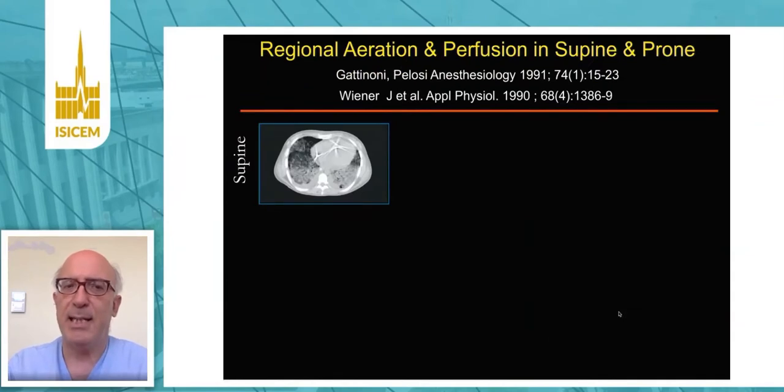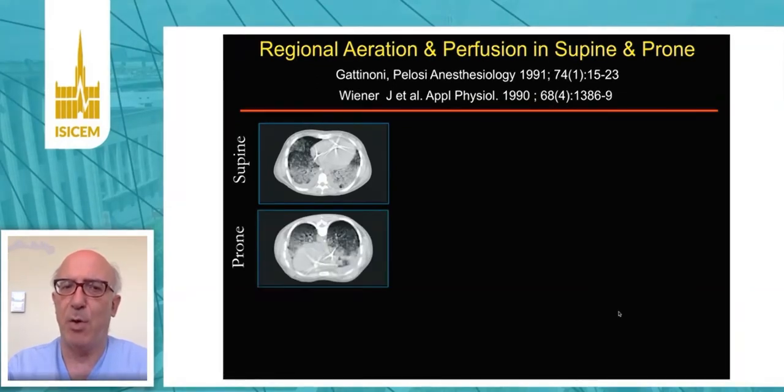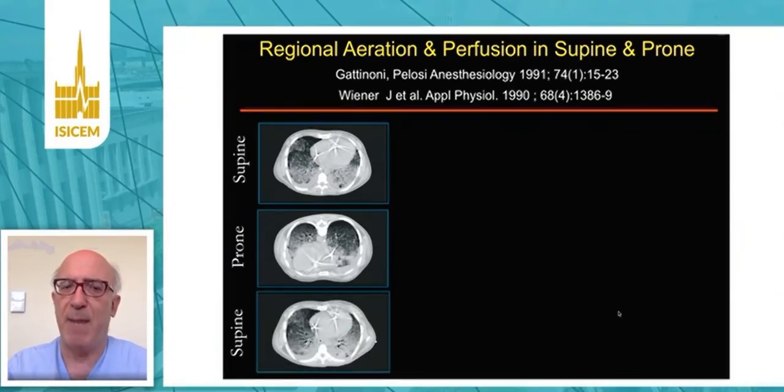This is a CT scan in supine position with densities more located in the dependent part of the lung. When the patient is prone, we observed a sort of reverse of these densities, and back again on the dorsal zone when the patient is repositioned supine.